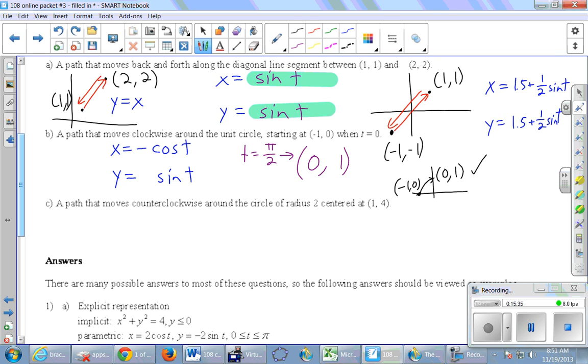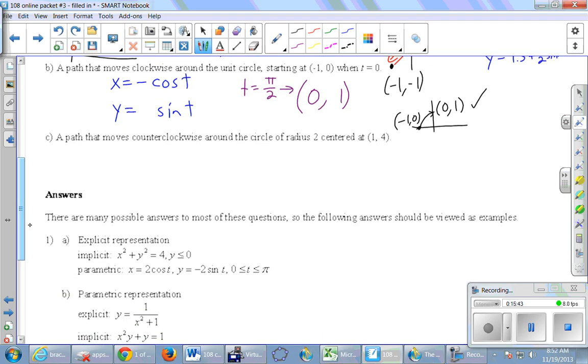Finally, part C, the path that moves counterclockwise around the circle of radius 2, centered at 1, 4. All right, so we'll go ahead and draw a picture here. So we need to be centered at 1, 4. I'm going to draw my picture over here so I have some more space. Okay, so centered at 1, 1, 2, 3, 4. There, and the radius is supposed to be 2, so that means it gets out to there, and there, and there, and there. Okay, so we want that circle, and we want it to be counterclockwise, so this direction here.